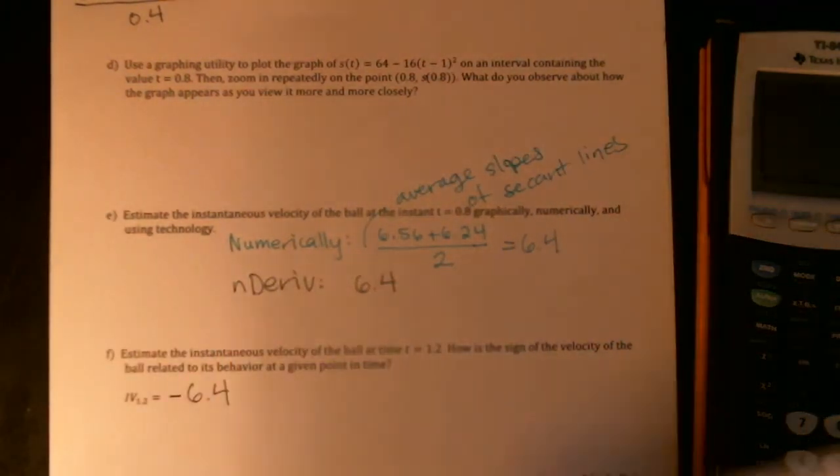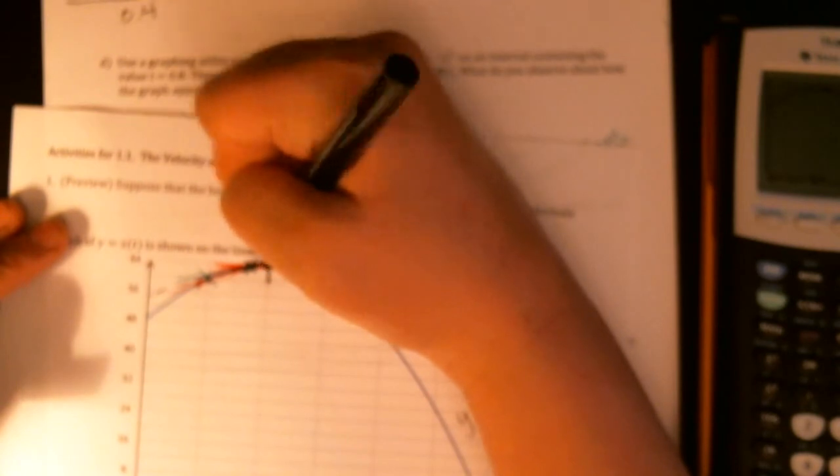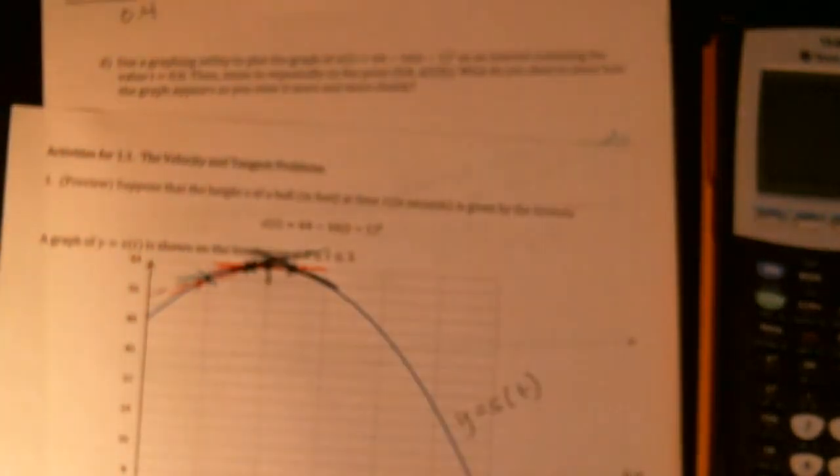We actually looked at this before. Remember, what was interesting is that here at 0.8, we have some symmetry with over here at 1.2. So what we're getting is very similar tangent lines, but one has positive slope and one has a negative slope.